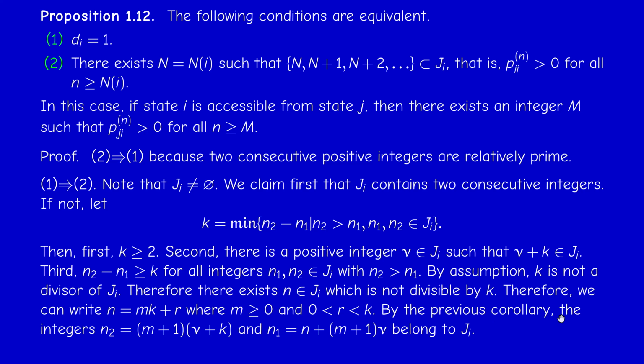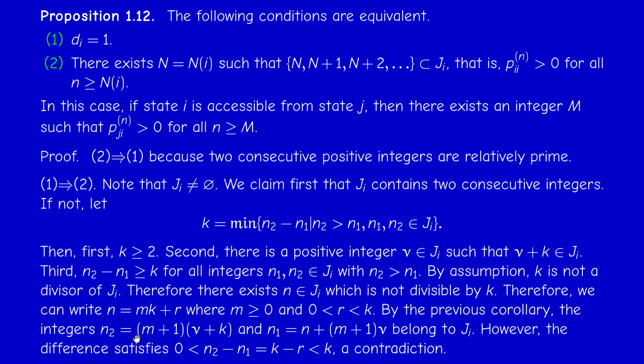And now, by the previous corollary, what do we have here? n plus k is in Ji, and nu plus k is in Ji, and nu is in Ji. So when I do a linear combination of them, just take a multiple of nu plus k. So n2 is in Ji, and n1, which is n plus r nu, is also in Ji. So the difference, however, is equal to k minus r, which is less than k. But they should be at least k, so we get a contradiction. So this proves the claim.